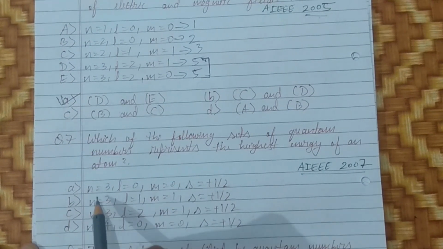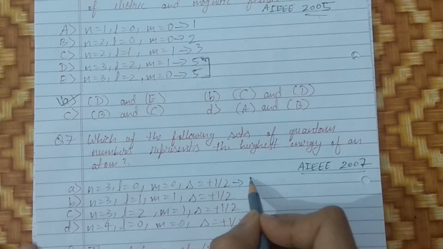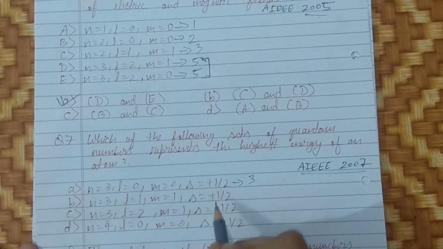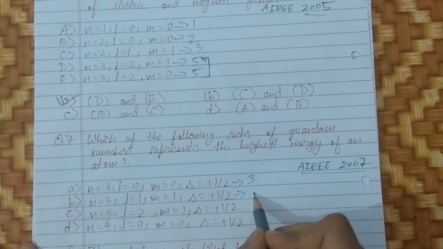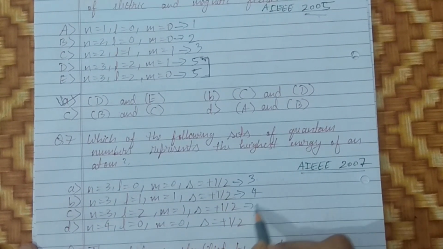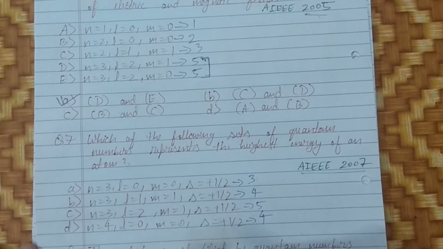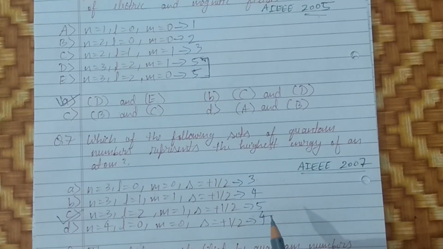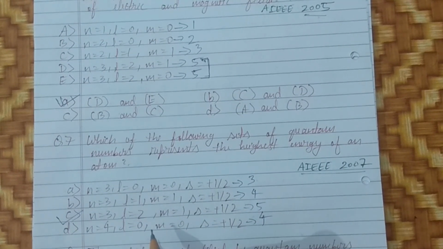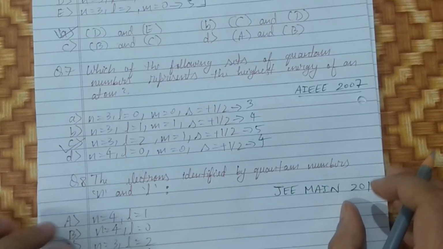Let's see. First is 3 0, so n plus l is in this case 3. Second is 3 1, so in this case it will be 4. Third is 3 plus 2, which is 5. Fourth is 4 plus 0, which is 4. So clearly option C is the one having the highest value of n plus l, 5. That's why it will be the one with the highest energy. Very easy question again. Let's move to the next question.